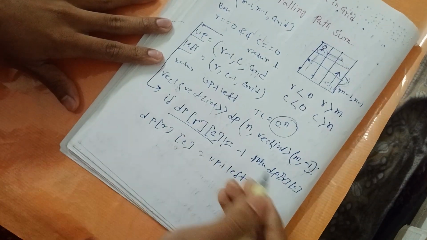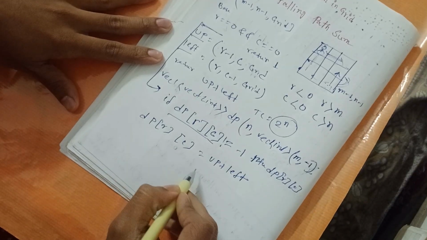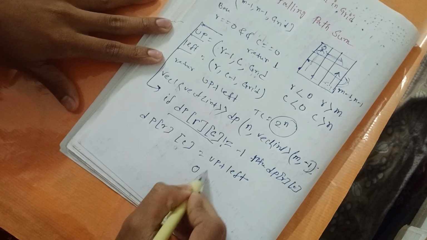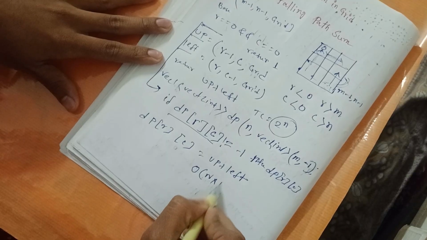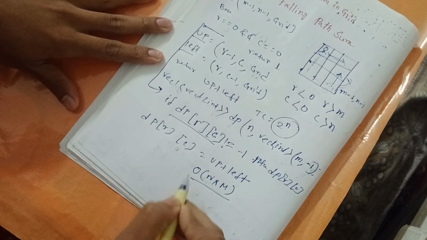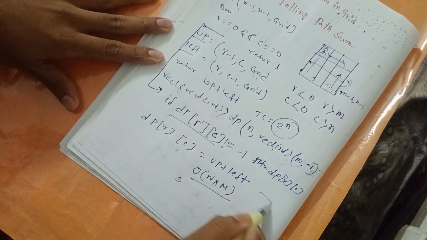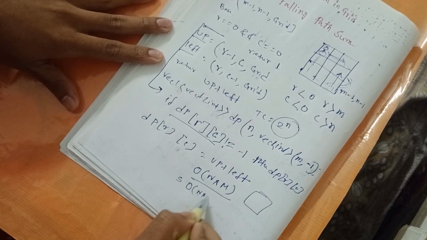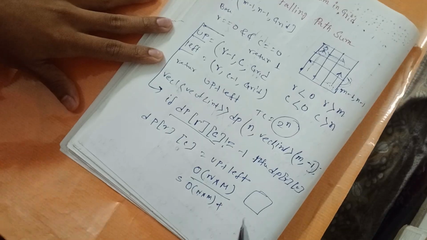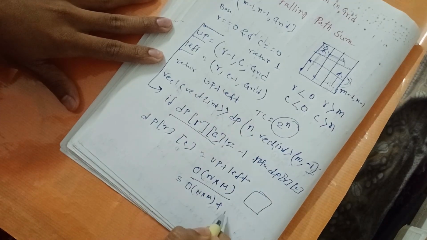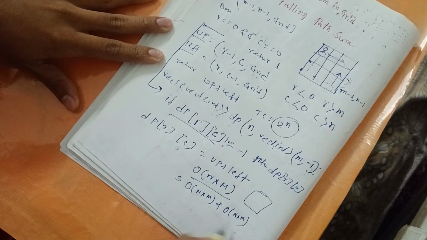In memoization, what is my time complexity? Memoization time complexity is Big O of n for rows and Big O of m for columns, so O(n × m). And what is my space complexity? Space complexity is also O(n × m) for the DP fill-up, and there is also another auxiliary space for recursion, so O(n × m).